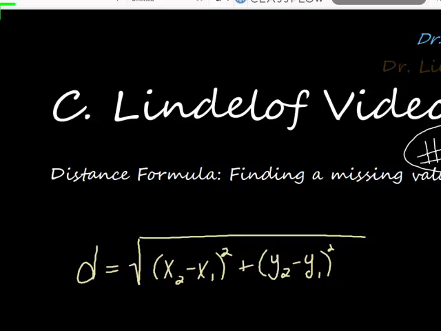Okay, we're going to use the distance formula again today to find a missing value. We already know how to use the distance formula to find distance, but what if the distance is what we knew, but one of these values, either the x's or the y's, was missing? Then how would we do that? It's actually super easy. So this video should hopefully help you through that. And once you have it, you have it.